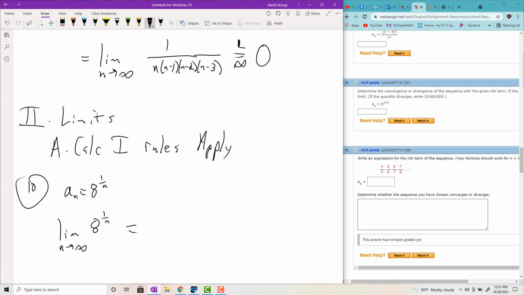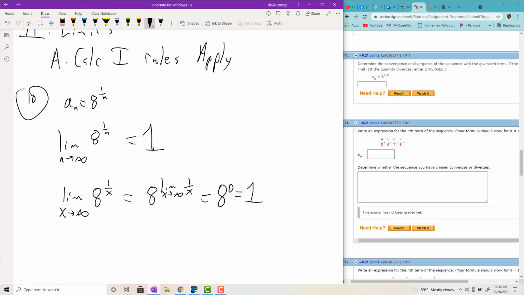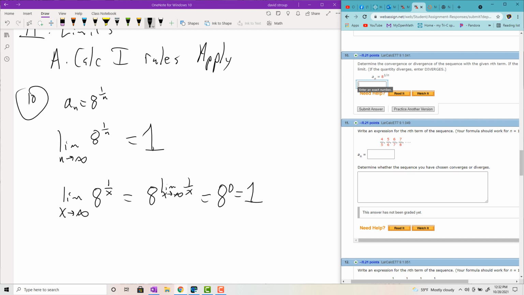So you could literally think of it just as x, right? So you could think of it like it was a calc 1 problem, as x goes to infinity of 8 to the 1 over x. And then you could move the limit into the exponent, so you'd have 8 to the limit as x goes to infinity of 1 over x. The limit of 1 over x is 0 as x goes to infinity, so you just get 8 to the 0, which is 1. Okay, so this is just equal to 1. Just plug 1 in there, and that's the limit.